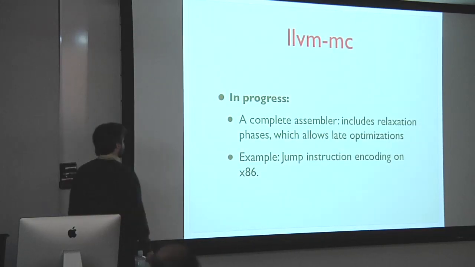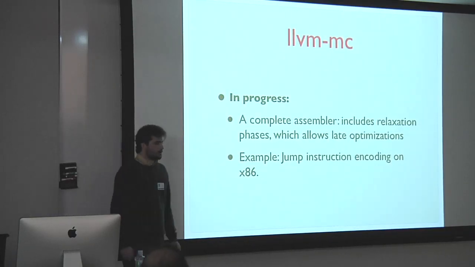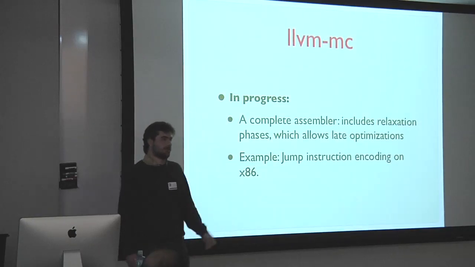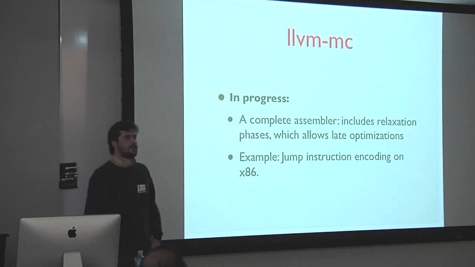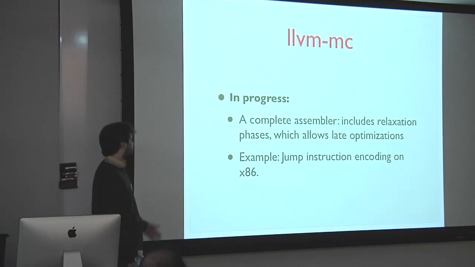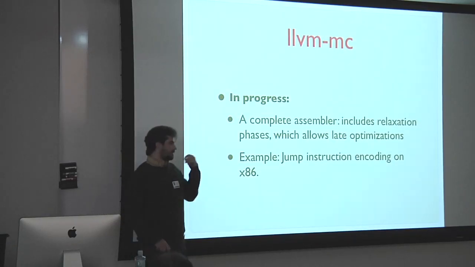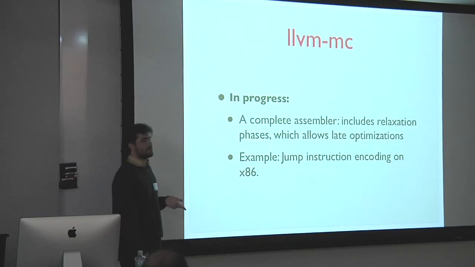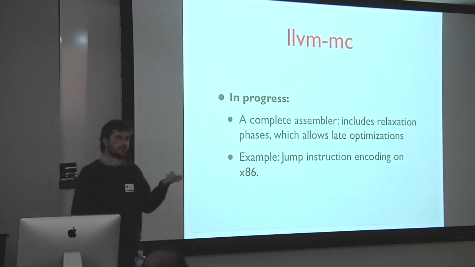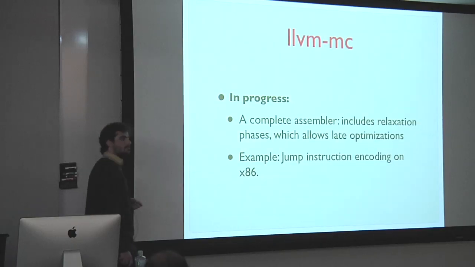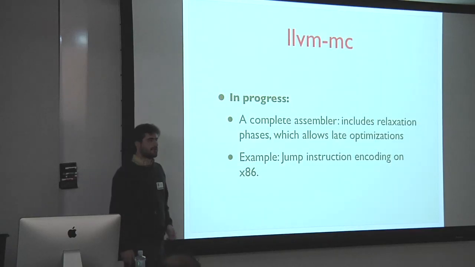We also have in progress a completed assembler, which includes the relaxation phase, allowing later optimizations. That is true, for example, in x86. After the relaxation part, we can know if, instead of using a long jump, we can use a short jump, for example, doing small optimizations for code size.